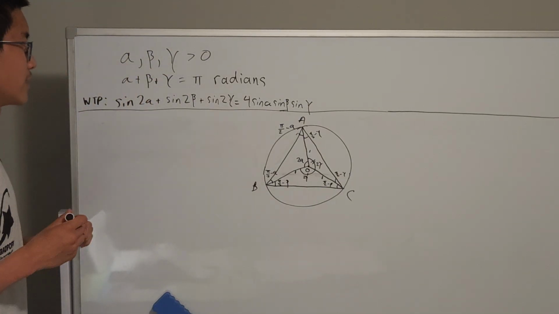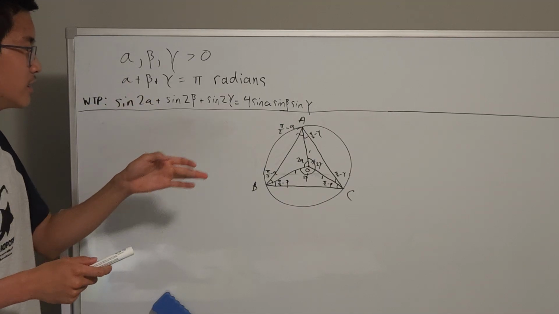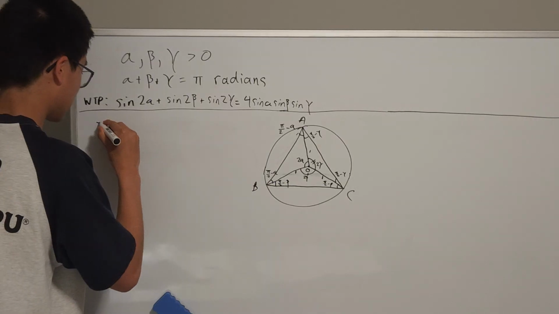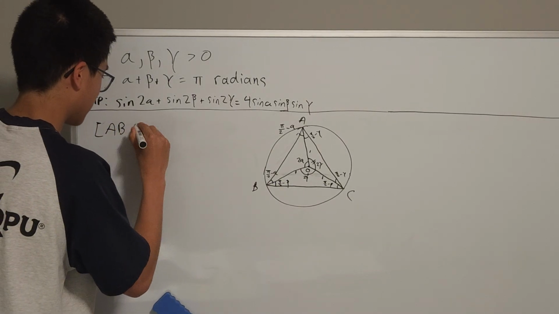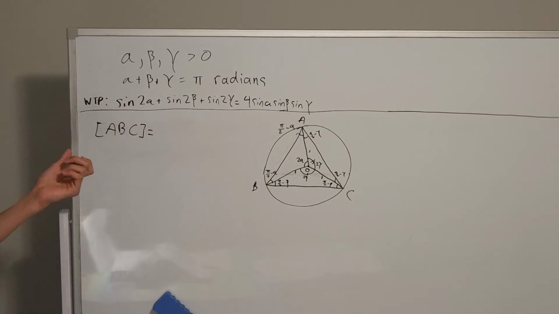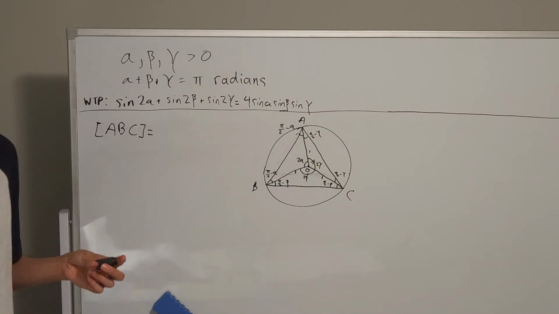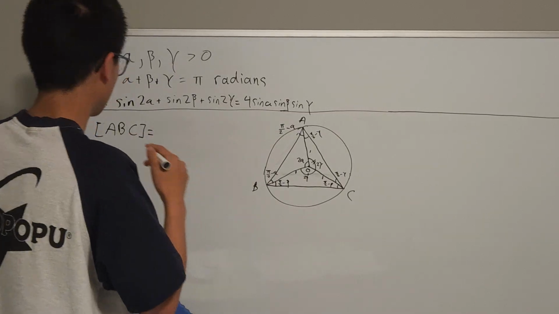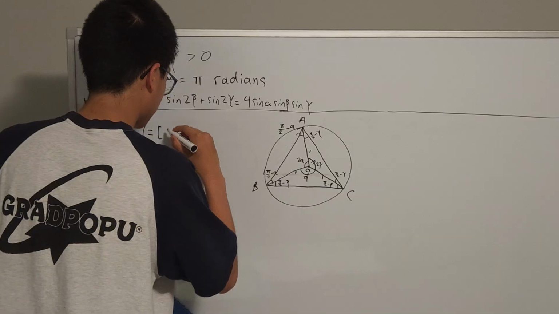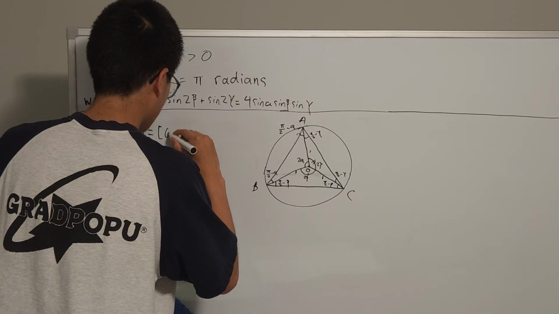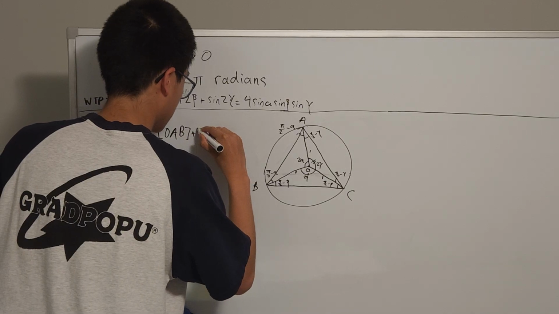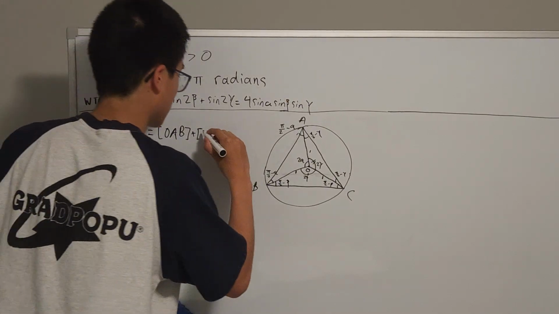Now, what's one way of finding the area of triangle ABC? Well, we're going to use this notation to denote the area. This bracket around means the area of triangle ABC. This is a standard notation. You'll find it in books like AoPS. Okay, so the area of triangle ABC equals the area of triangle OAB plus the area of triangle OBC.